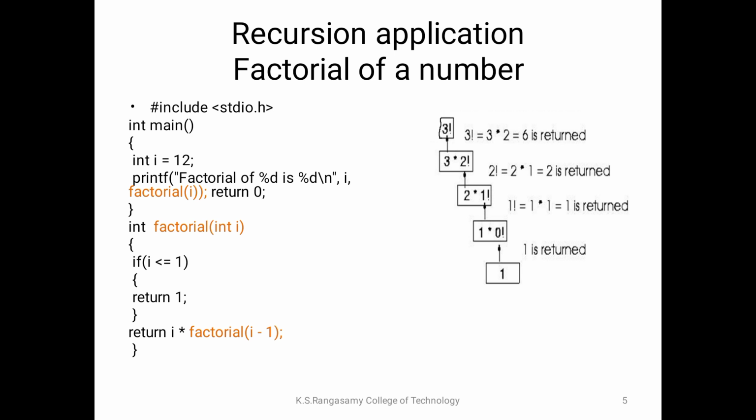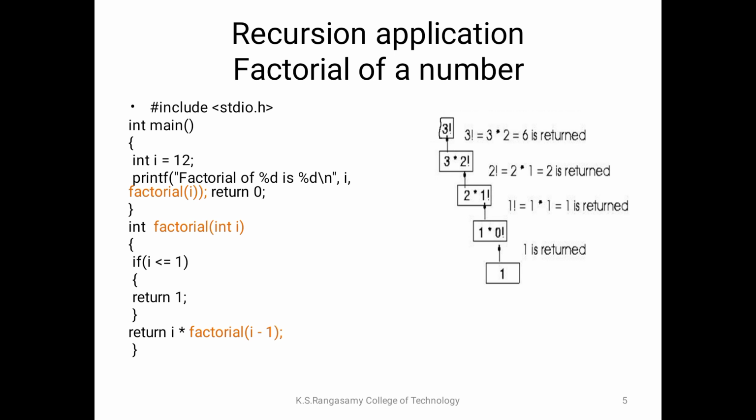I have written the program for the factorial of a number. As usual, we are defining the header files and an integer type function. So int main, i equal to 12, printf factorial of %d, that is, 12 is the factorial of i. So I have called another function here: int factorial of int i. Here 12 will be passed.